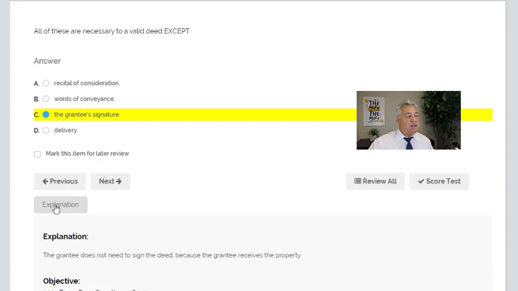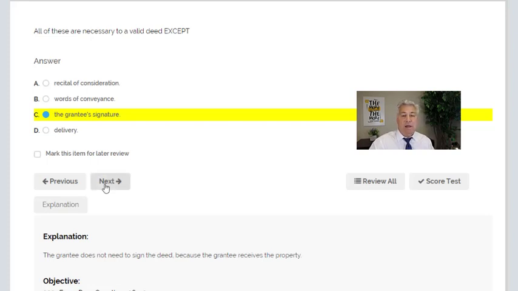The grantee does not sign the deed because the grantee receives the property. The grantee is the receiver, the one receiving ownership. The grantee is named in the deed, but the grantee does not sign the deed. A deed is a custom written document. It names the purchaser or the grantee, but the grantee does not sign the deed. The grantor is the seller, the grantee is the buyer, the grantor signs the deed.